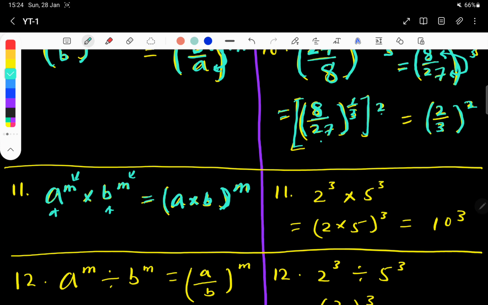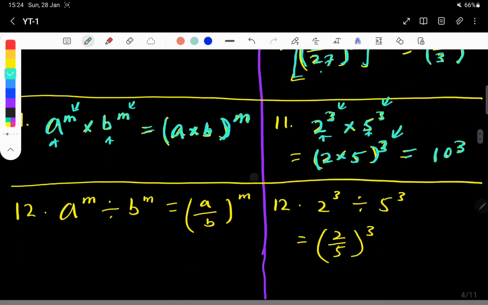Okay, let's see how we use it. For example, 2 power of 3 times 5 power of 3. Notice they have the common power. So you need to maintain the same power, which is 3. Close the bracket and multiply the things inside the bracket, which is 2 times 5. So 2 times 5 is equal to 10, with the power of 3 outside.